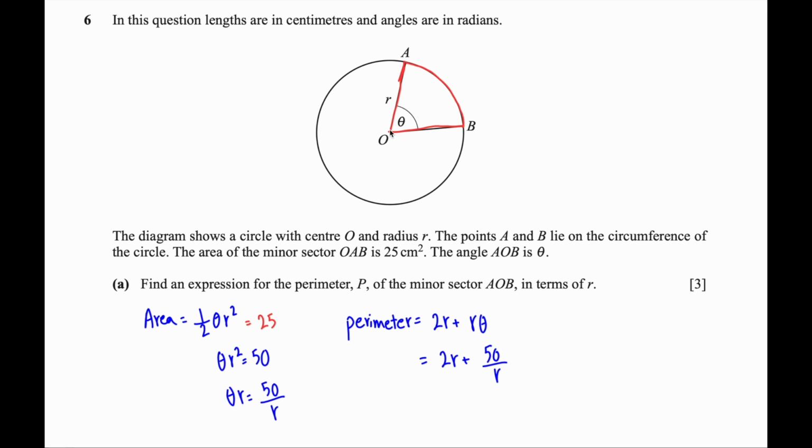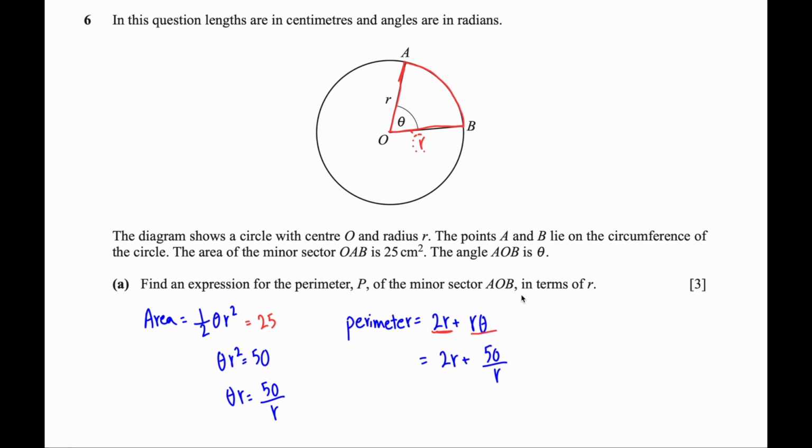Now I have the value of OA and OB because both of them, they are basically the radius, and that is 2R, plus, if you recall the formula for the length of an arc in radian, it can be obtained by multiplying the radius by the subtended angle, and that is R theta.